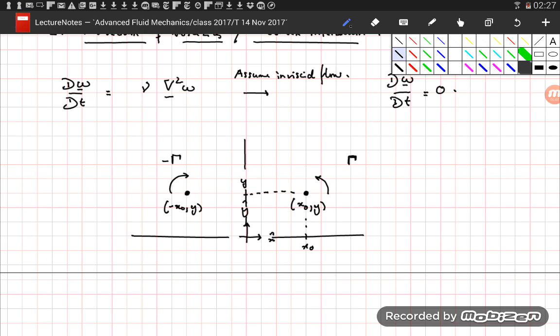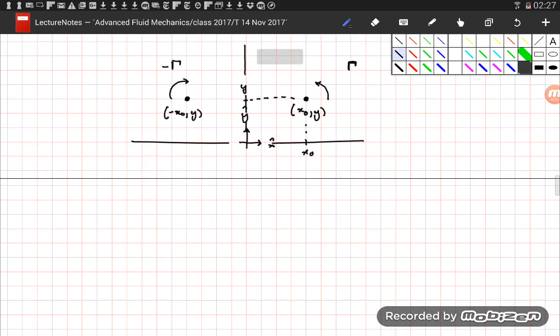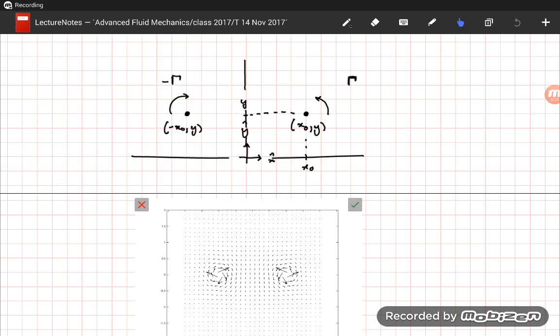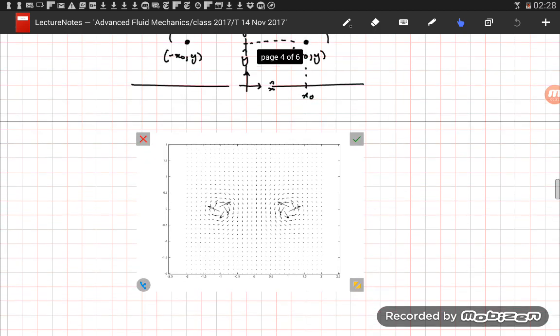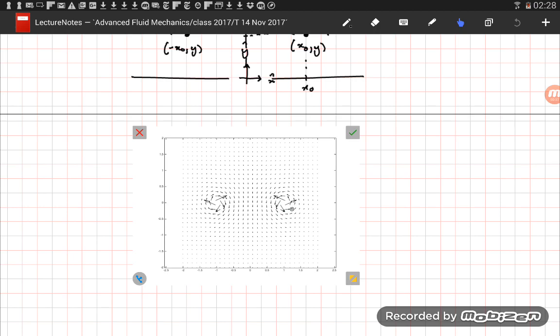So we have two irrotational vortices. The first one has a positive circulation gamma, and the second one has a negative circulation minus gamma. Now I can show you what the velocity field looks like. It looks like this. The arrows represent again the velocity vector. Here you have one irrotational vortex with a positive circulation gamma, and here you have a negative irrotational vortex with the circulation negative gamma.